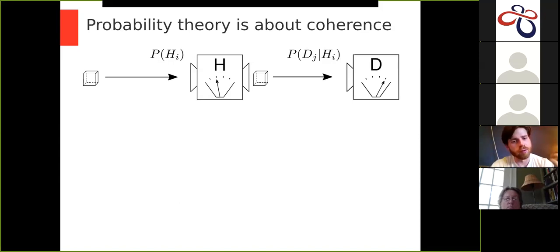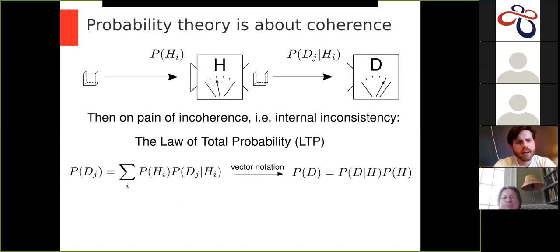So probability for the H outcomes, all of the different ones indexed by I, and then conditional on each of those outcomes, you have a probability for the D measurement. Then on pain of incoherence, and by that I mean Dutch book incoherence, which is a reference to the subjective Bayesian school of probability theory, which I don't really have time to go into more here. But on pain of that incoherence, which basically just means internal inconsistency, a theorem of probability that I'm sure you've all seen many times has to hold, called the law of total probability.